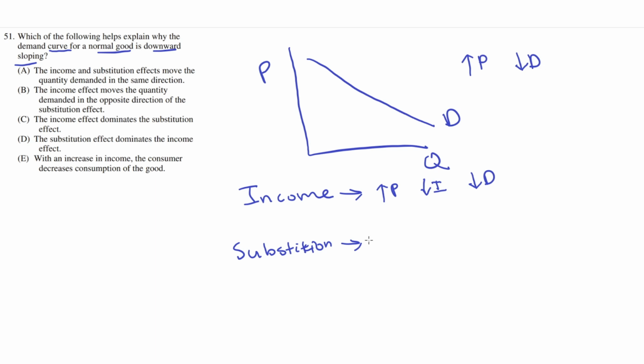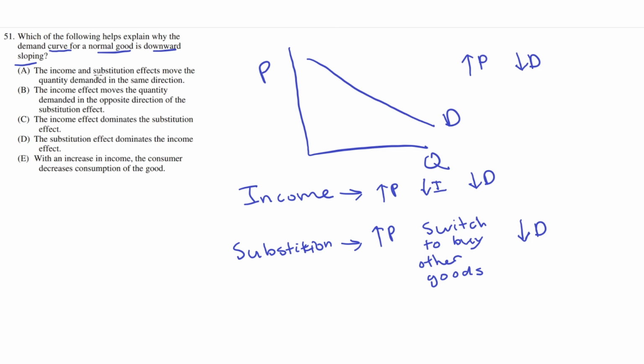Substitution effect simply says that if the price of a good increases, then people will switch to buying other goods. And because they're switching and buying other goods, demand for that one good, the original good, decreases. So both the income and the substitution effect and the law of demand highlight how as prices increase, the demand for that good decreases. So let's look at the answer choices.